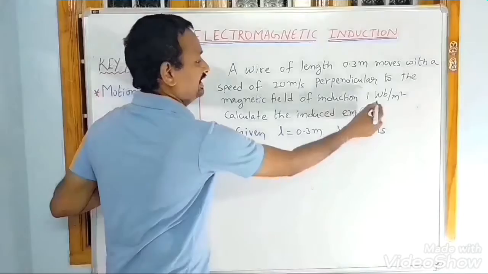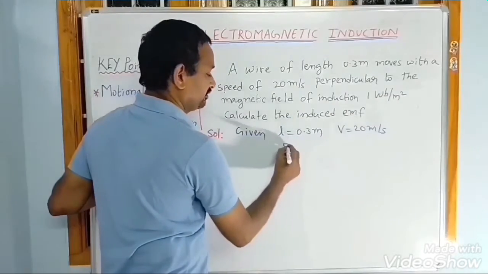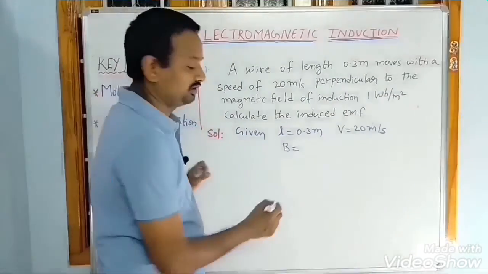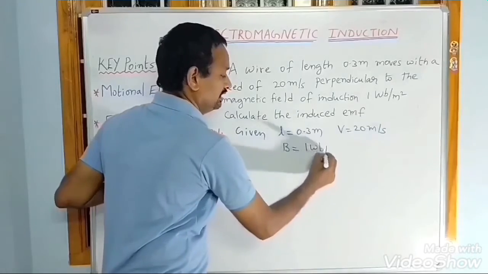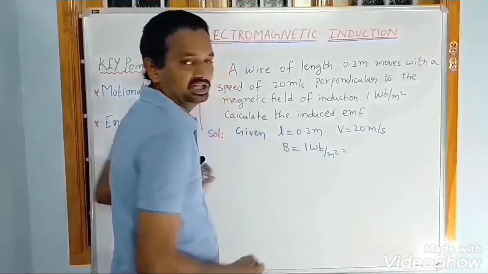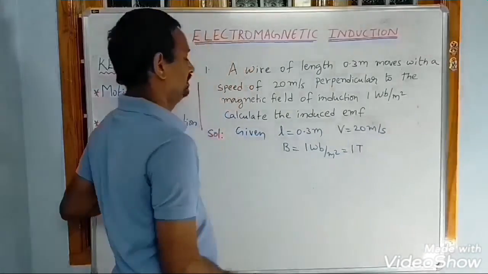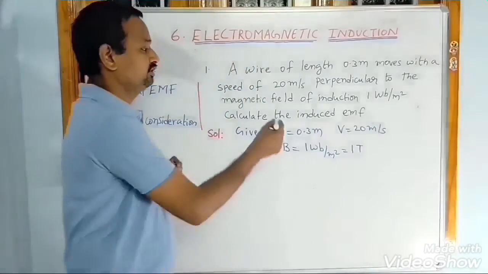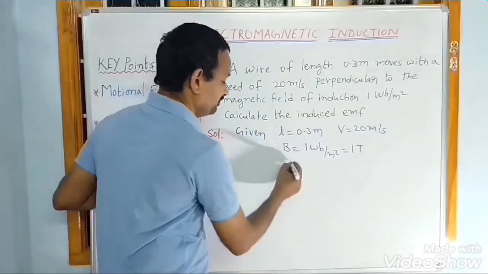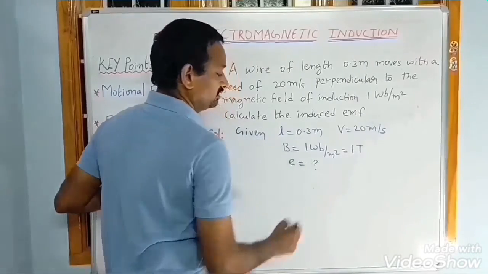The magnetic field induction is 1 Weber per meter square. So B is given as 1 Weber per meter square, which means 1 Tesla. Then what do you need to calculate here? You need to calculate the induced EMF, that is E equal to question mark.